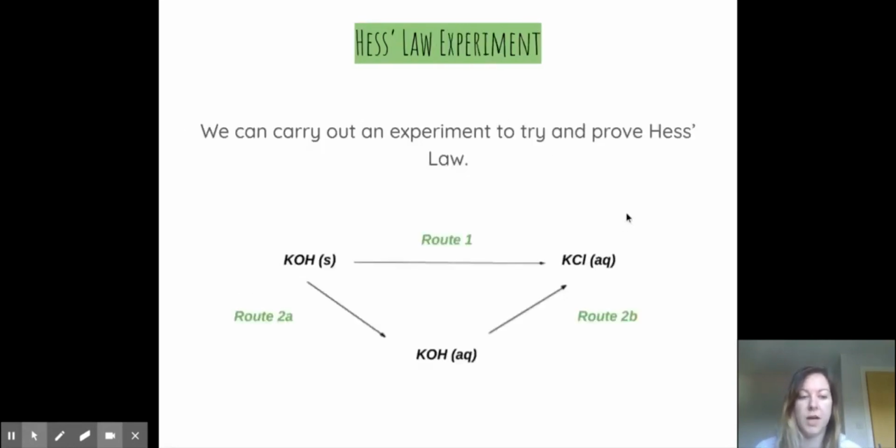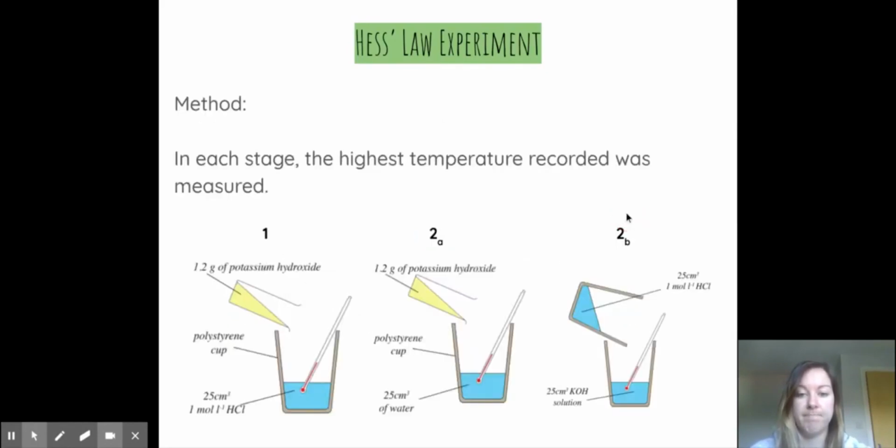So what we're going to do is have a wee look at a Hess's Law experiment that we would normally carry out in class, but obviously you can't do that. So I'm going to try and talk you through and explain where we're getting the results from, and hopefully when we work through the calculation, you'll see that this is true in experiments.